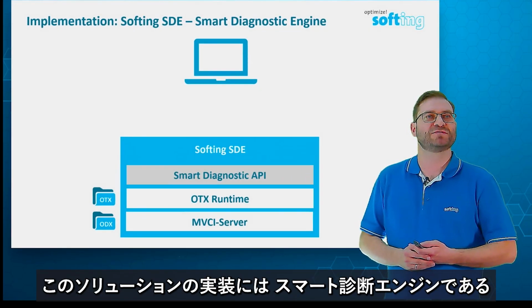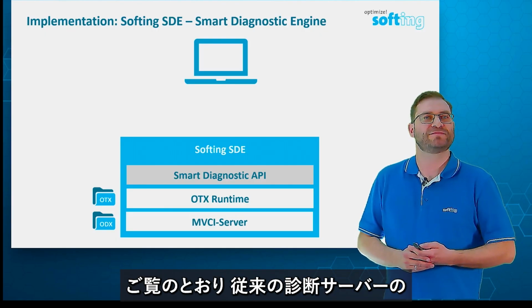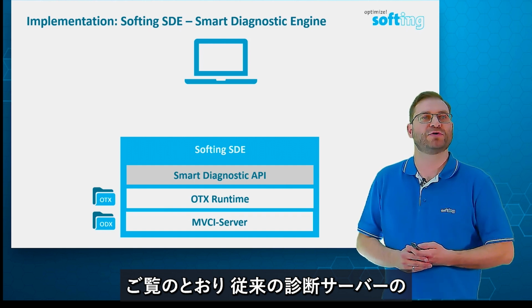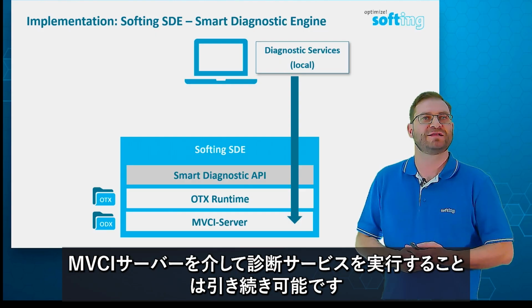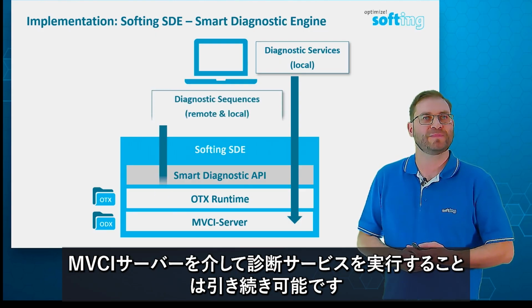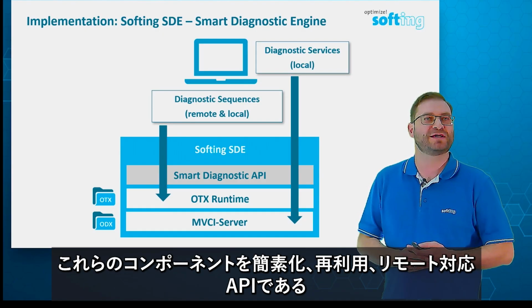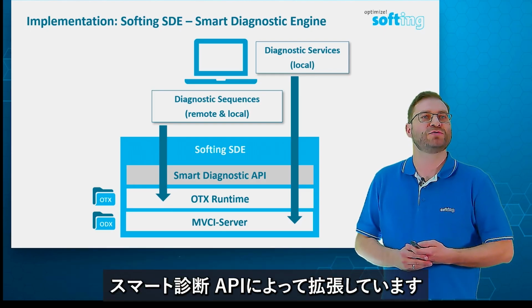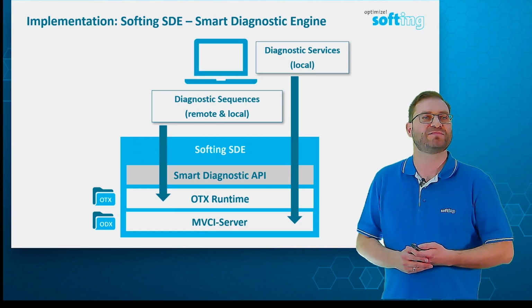The implementation of this solution is our product, Softing SDE, the Smart Diagnostic Engine. As you can see, we reuse the existing components of the traditional diagnostic server. We can still execute diagnostic services via the MVCI server. We can still execute diagnostic sequences via the ODX runtime, but we extend these components by a simplified, reusable and remote-capable API, the Smart Diagnostic API.